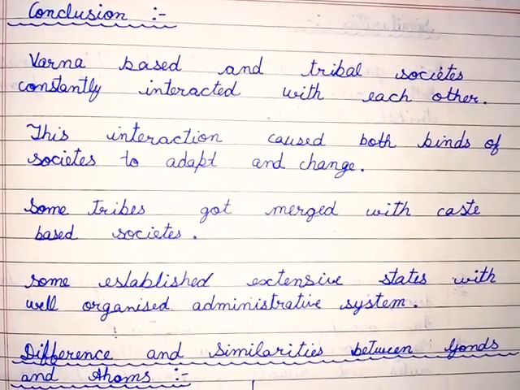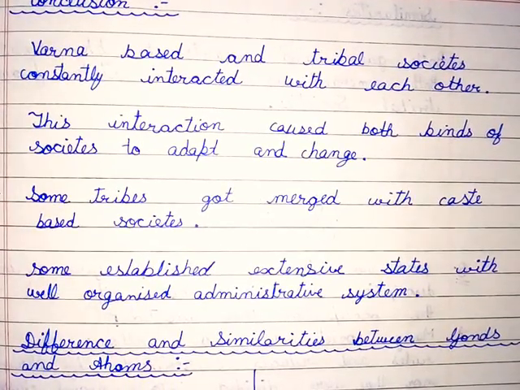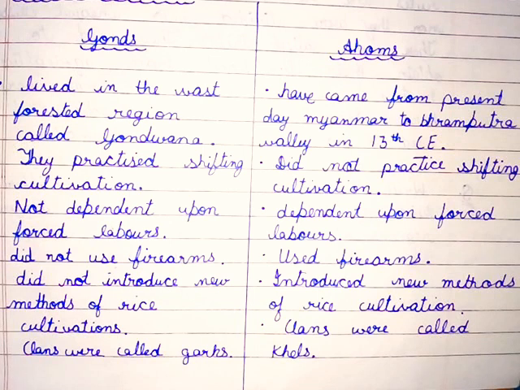Differences and similarities between Gonds and Ahoms. Gonds lived in the vast forested region called Gondwana. They practiced shifting cultivation, were not dependent upon forced labor, did not use firearms, and did not introduce new methods of rice cultivation. Clans were called Garhs.